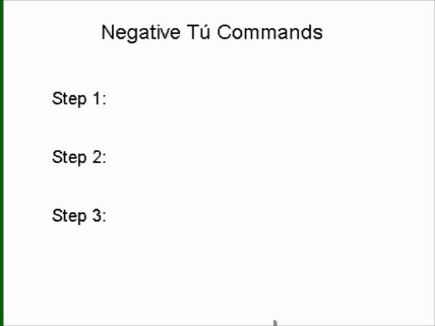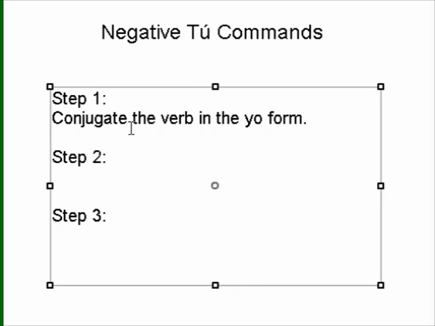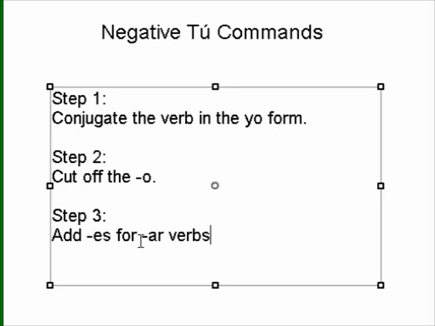There are 3 steps that we have to follow to create a negative tú command. Step 1 is to conjugate the verb in the yo form. Step 2 is to cut off the o. And step 3 is to add es if it's an AR verb, and add as if it is an ER or an IR verb.